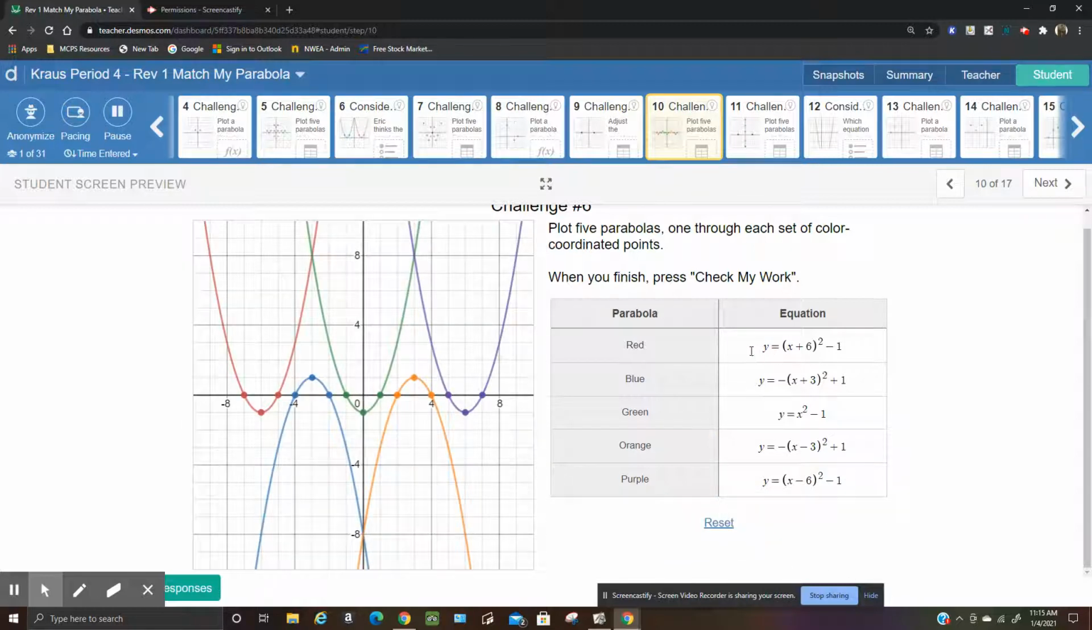So you look at the red and purple one, there's some sort of symmetry there. This is left 6 down 1, right 6 down 1. The blue one and the orange one are similar. Left 3 up 1 and right 3 up 1. And then the green is just the x squared graph moved down 1 unit.